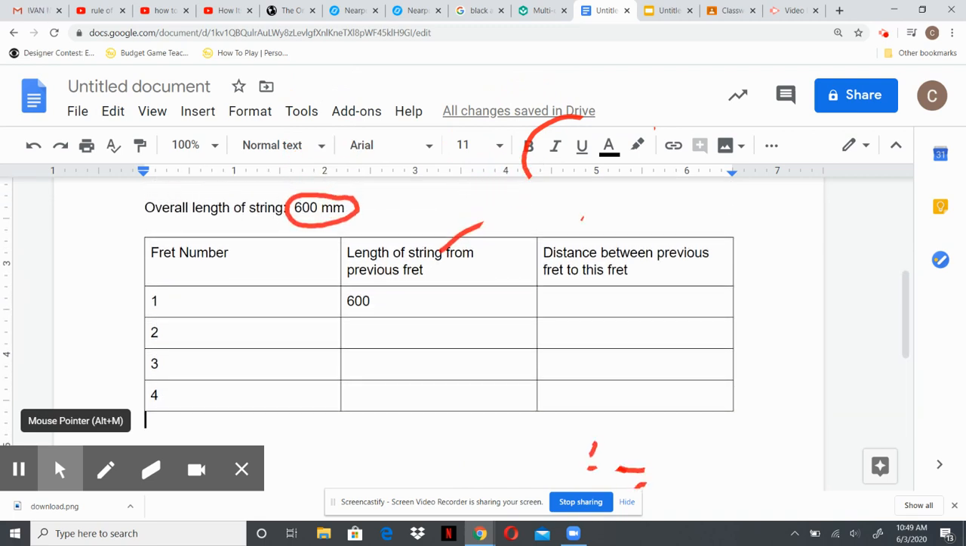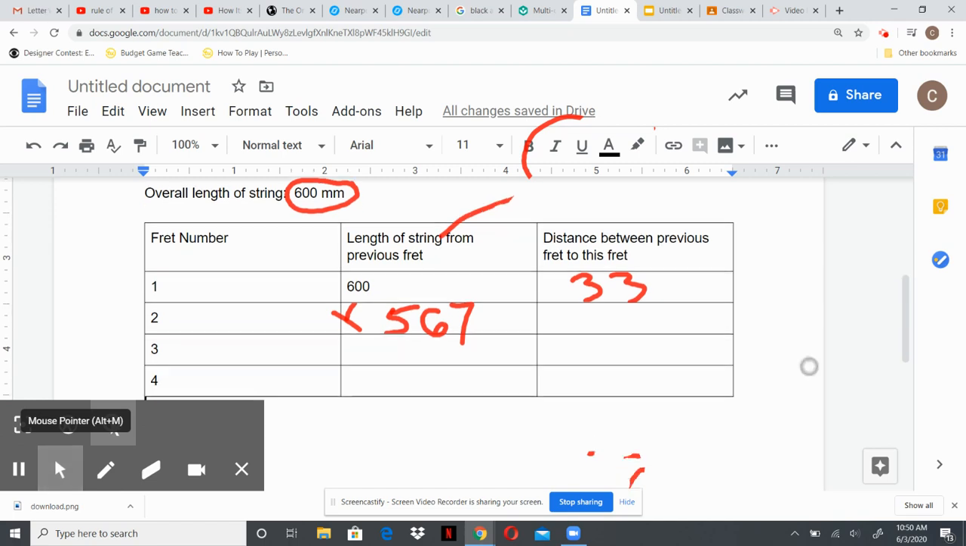Okay, so we figured out that the distance to the first fret is going to be 33. Now, in order to figure out this box here, we need to subtract 33 from 600. When you take 33 away from 600, it gives us 567. So that's the new number that we're going to work with. We're going to take 567 and divide it by 18. Okay, let's scoot back down.